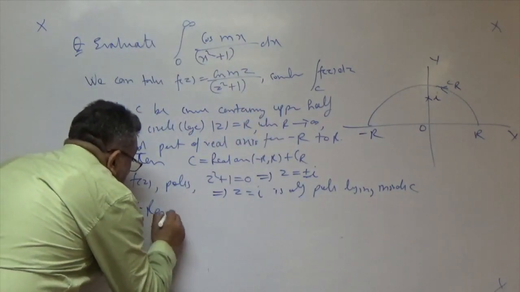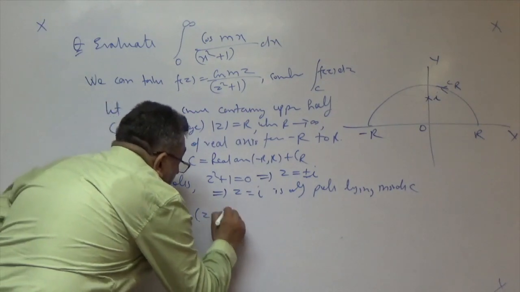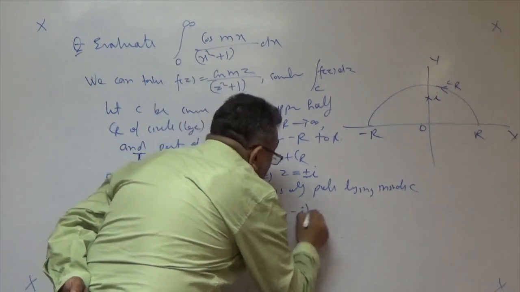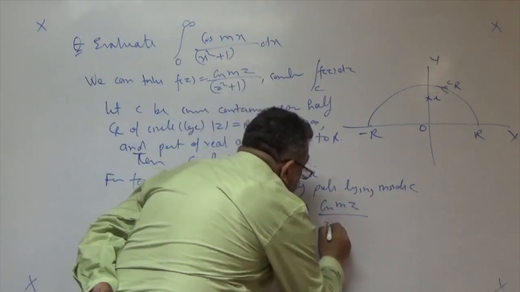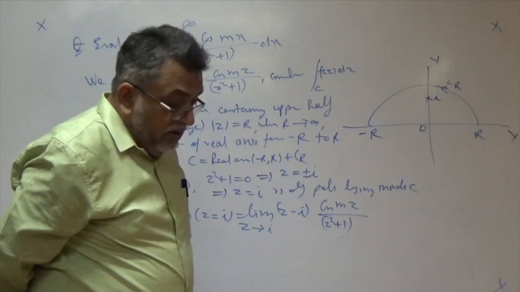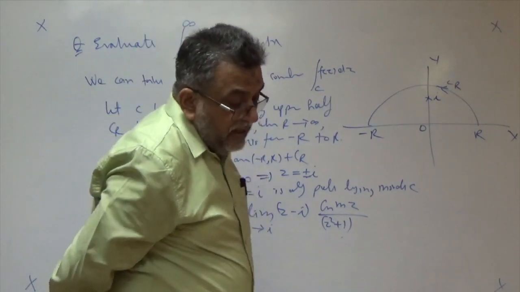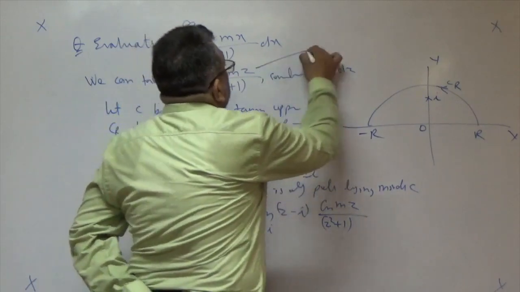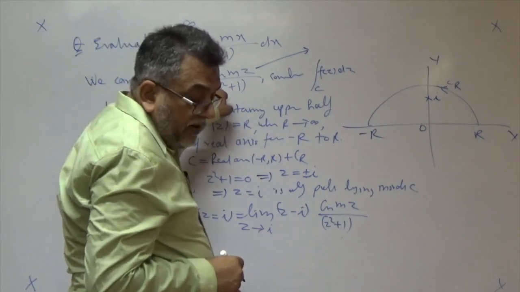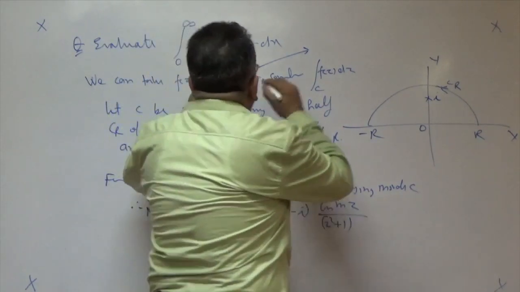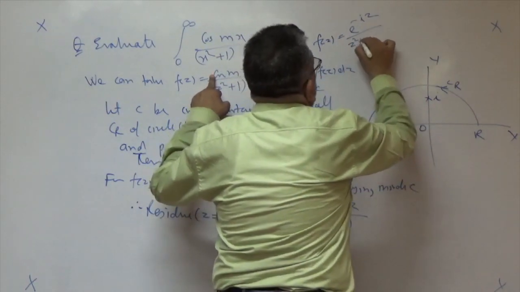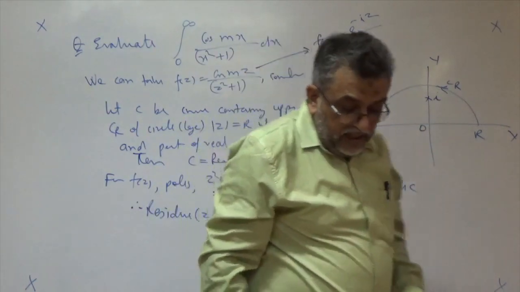We know that it's a simple pole. So the residue at z equal to i is given by the formula limit z tending to i of (z minus i) f(z), that is cos mz upon z squared plus 1. This is the formula for residue. For cos mz here, we take actually for this function, because cos mz is the real part of e to the power imz. So we consider this f(z) as e to the power imz upon z squared plus 1.